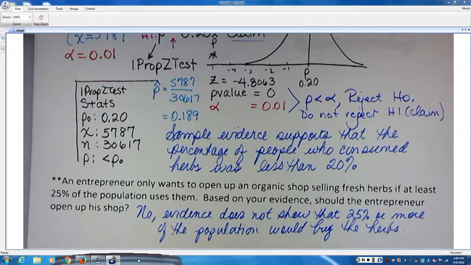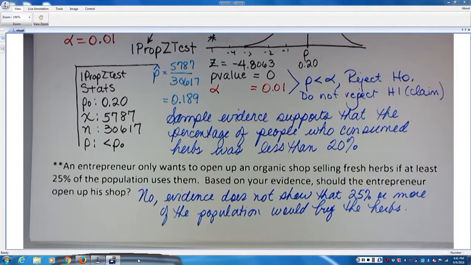The evidence doesn't show that 25% or more of the population would buy the herbs. They shouldn't open the shop. There again, a very realistic situation where evidence might help you make a good decision. Okay?